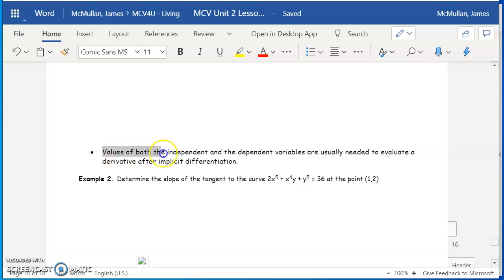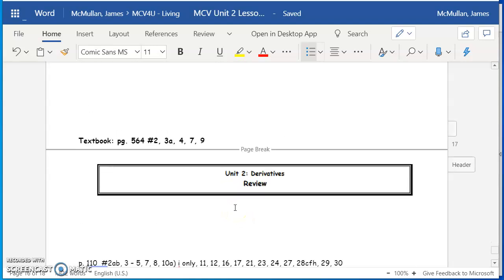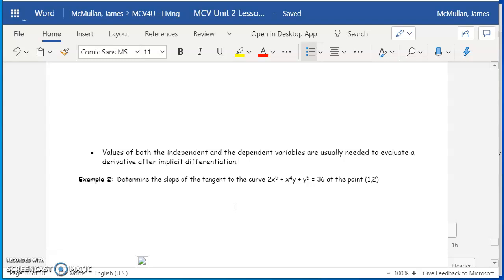So this is what it's saying here. Values of the independent and the dependent variable are usually needed to evaluate. Let's try one more complicated one, and then I'm going to leave the rest. And if you want to try them or you're interested in maybe doing this question on the test, then you can ask me some questions about it tomorrow. But let's try one more difficult one.